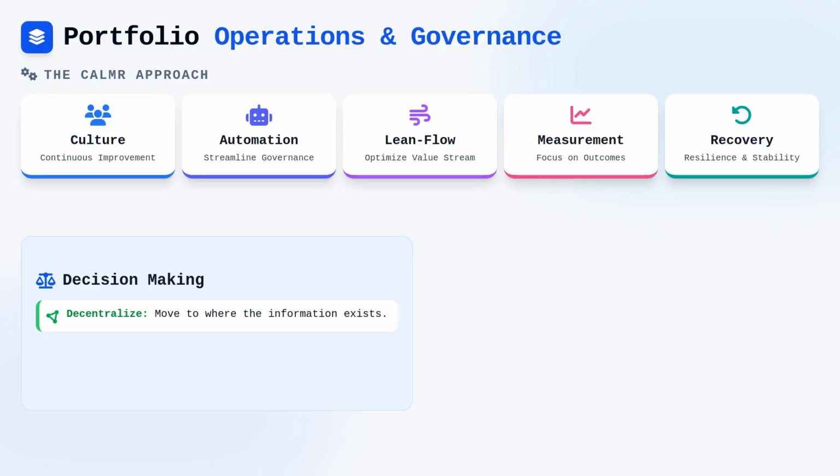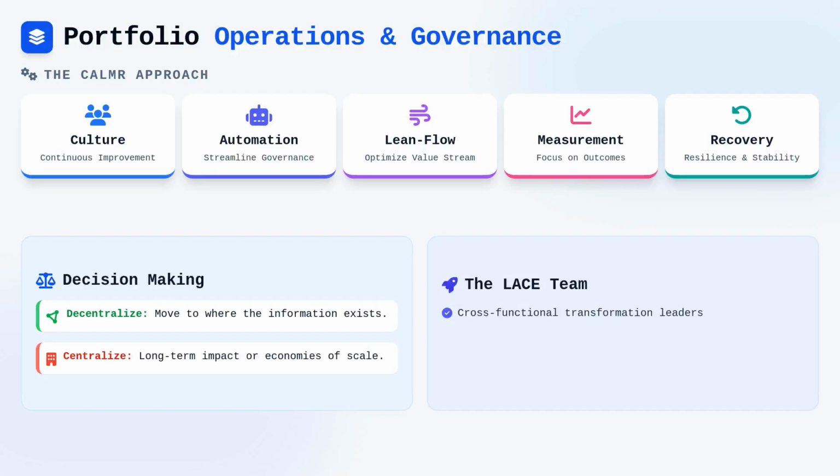Within the context of portfolio governance, you will likely face scenarios that test your understanding of centralized versus decentralized decision-making. SAFe advocates for decentralizing decision-making to the level where the information exists, while centralizing only those decisions that have long-term impacts or economies of scale.